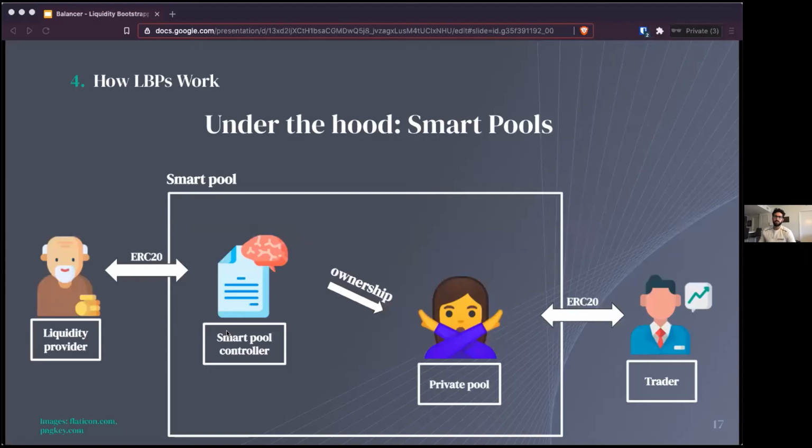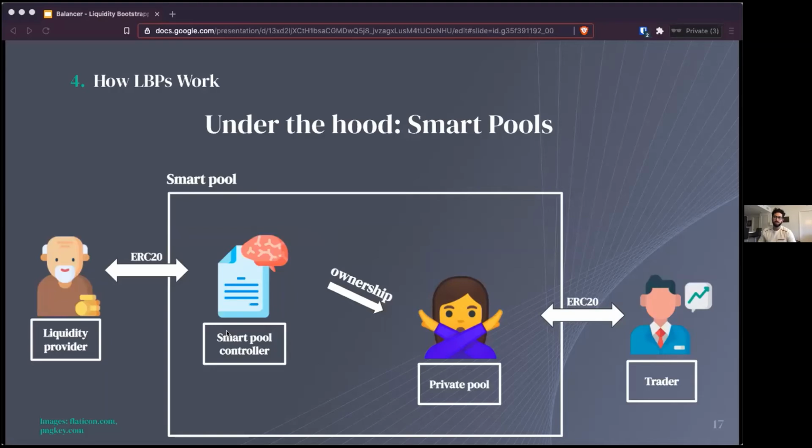For anyone who's not really familiar with Balancer liquidity pools, there are two primary structures. One is called private pools and one is called shared pools. Shared pools are the majority of the big liquidity pools on Balancer, where they're open and permissionless and anyone can add or remove liquidity to those pools. Private pools are different, where they actually have a controller, and that controller is authorized to be the sole liquidity provider or to be the gatekeeper for any liquidity that comes in and out of the pool.